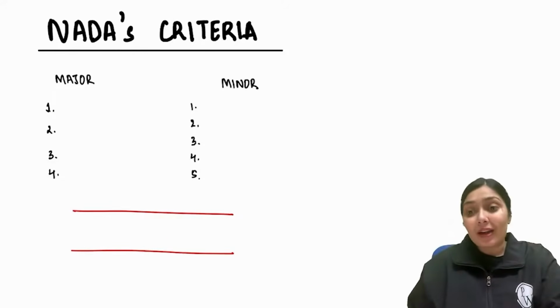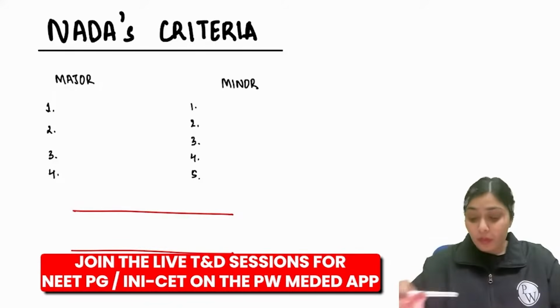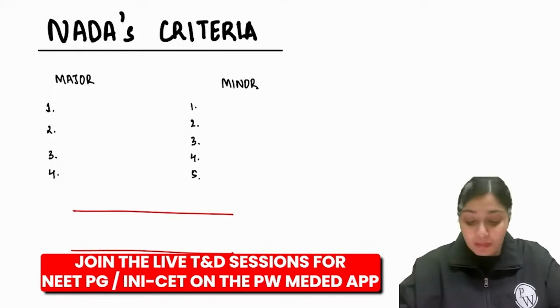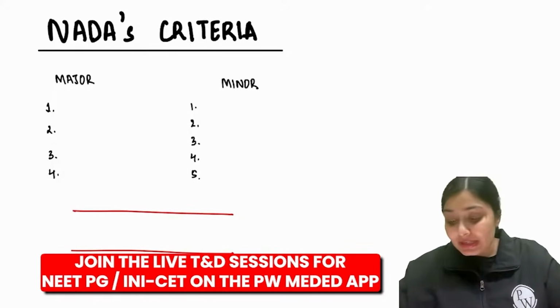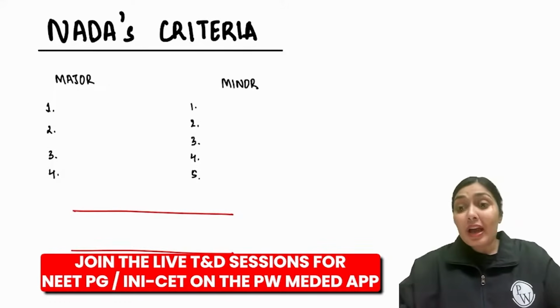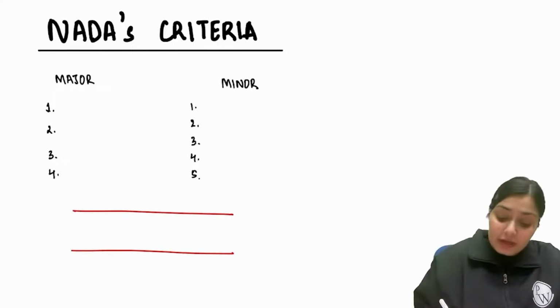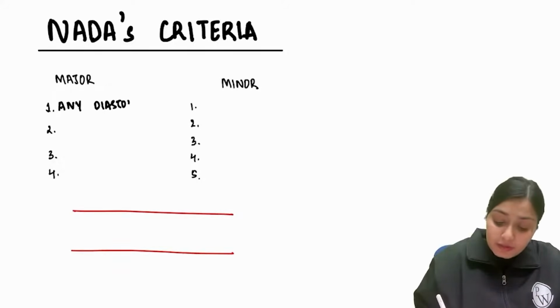What is NADA's criteria? Remember, NADA's criteria has two parts: major criteria and minor criteria. What are the major criteria? The major criteria include a diastolic murmur. Any diastolic murmur, if present, is pathological. Major: any diastolic murmur.